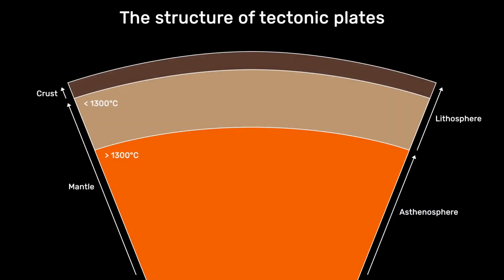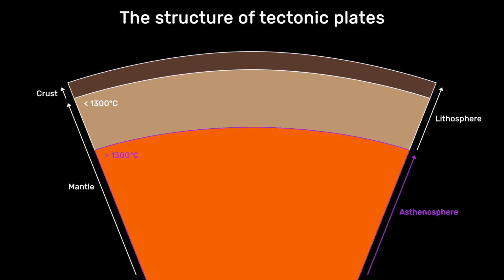Those plates are not only made up of the crust, they're also made up of the upper part of the mantle, which is cooler than 1,300 degrees Celsius. And that part of the mantle behaves in a rigid way. So the crust and the upper mantle together form something which we call the lithosphere, and that's what the plates are made of. Those rigid lithospheric plates float on top of the hotter part of the mantle, which is called the asthenosphere, and that flows in a more ductile plastic way.